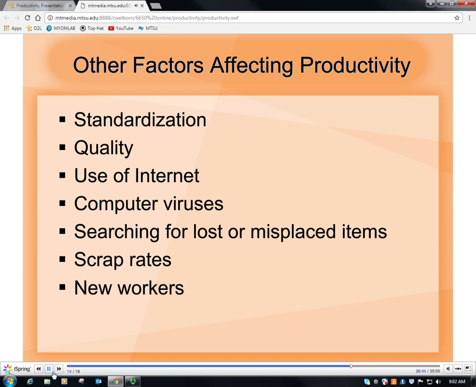Scrap rates kind of goes back to that yield. I input energy, time, and material into the system, and if what I produce is defective, then I have nothing on the output side. Sometimes new workers affect our productivity. If you work with temporaries or bring in inexperienced people, often they're not as productive as the seasoned employees. Sometimes it's not only their productivity that drops, it's the productivity of the seasoned employees working beside them, because the experienced employee spends a significant amount of time helping the new worker, so you really take a double hit there.